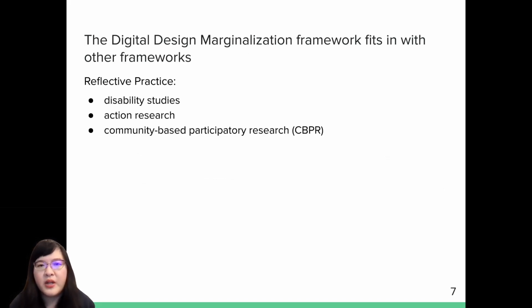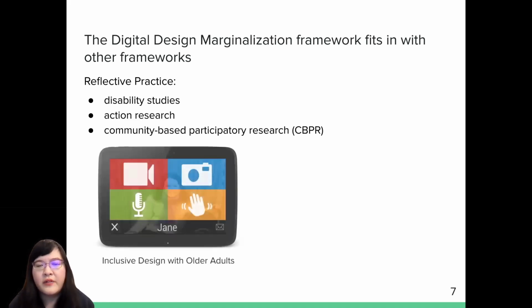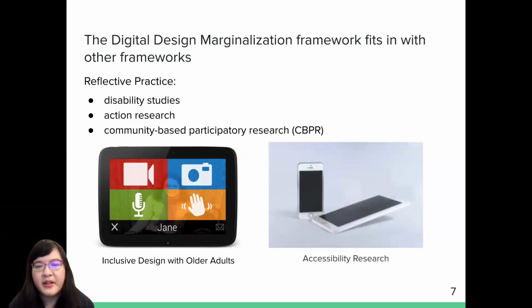This framework is situated in ongoing discourses about reflective practice, and can be used in conjunction with other frameworks such as disability studies, action research, and community-based participatory research. This framework can help researchers and designers, even ones that are experts in inclusive design frameworks, to identify design choices that can lead to marginalization. In fact, we have applied this framework to our own research of inclusive design for older adults and accessibility. And this reflection allowed us to uncover additional long-lasting consequences of these designs that had been initially missed, despite the best intentions of the initial expert researchers and designers.